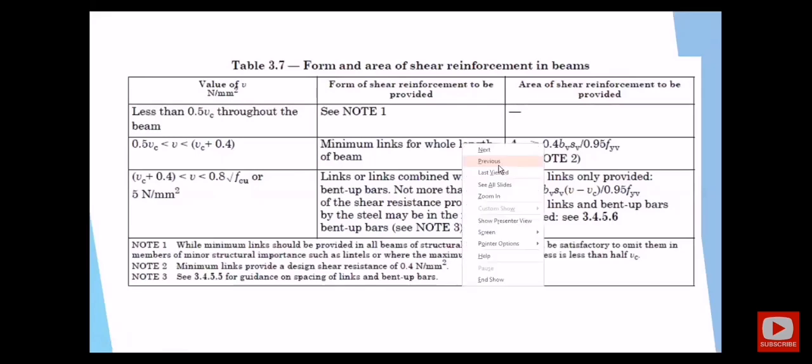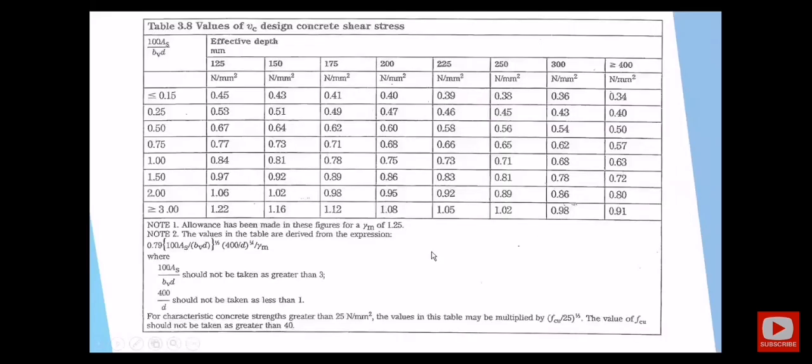This is table 3.7. And also table 3.8 tells you how to get the VC. How much is the shear carried by the concrete? We get it from this equation, 0.79 times (100 AS divided by BV D) to the power 1 over 3 times (400 over D) to the power 1 over 4, divided all by gamma M, and gamma M in this case is 1.25. And keep in mind that 100 AS over BV times D shouldn't be taken as greater than 3. So the maximum for this value will be 3. And 400 over D should be greater than 1. If it is less than 1, you take it as 1.